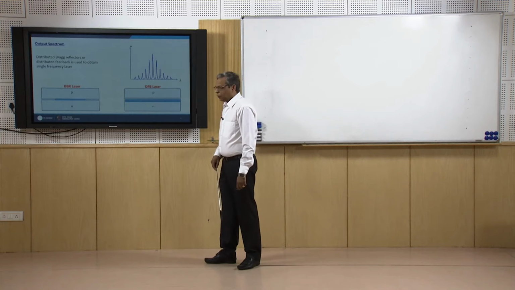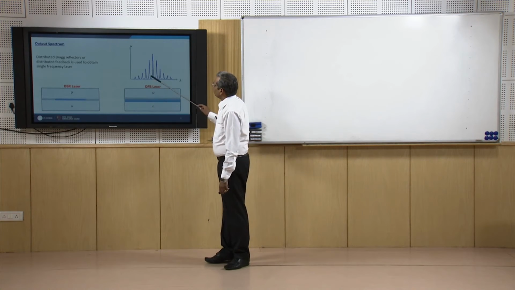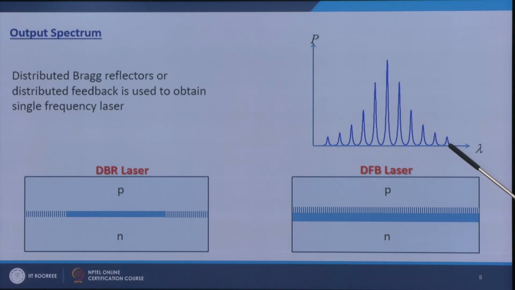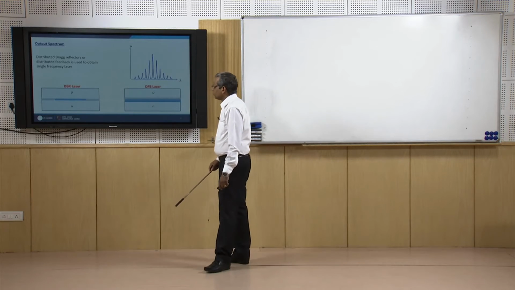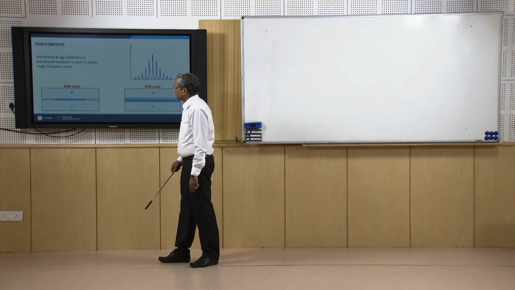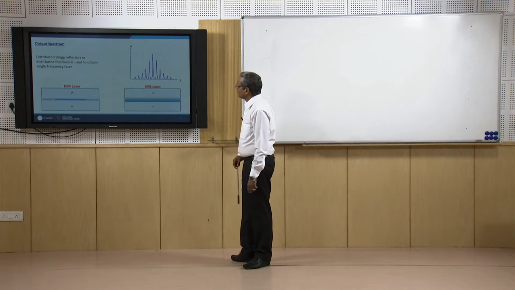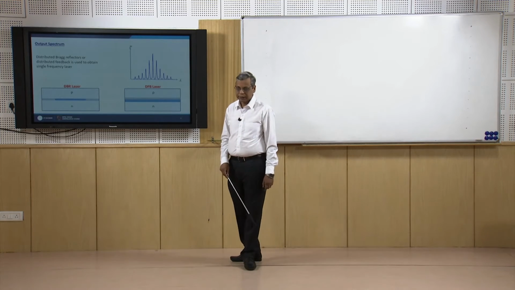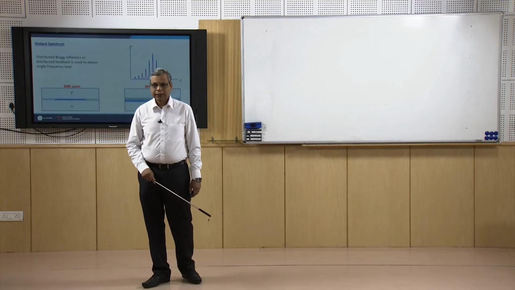The typical output spectrum of a laser diode looks like this, which has several longitudinal modes, but you can select a particular longitudinal mode and make the laser lase at that mode if you use a distributed Bragg reflector or distributed feedback. With the help of this, you can obtain a single frequency laser with line width as small as 0.1 nanometers.